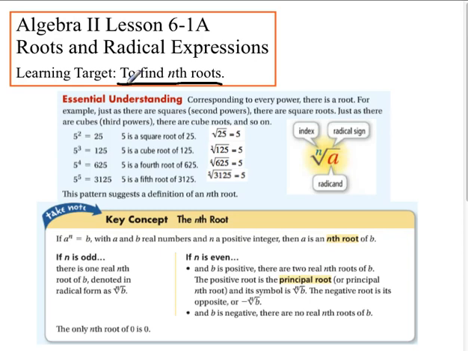Some key vocab that I need you to know. The index. The index is basically the power, okay? The index is what root you are taking. Is it a square root, a cube root, a fourth root? So that's what I mean when I say index, okay? Radical sign is pretty obvious, it's just the symbol. And then the radicand is whatever is inside the radical sign, okay? So again, just some key vocabulary, so when I'm using these words throughout this chapter, you have an understanding of what I mean.